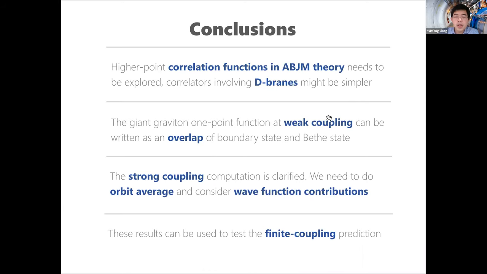At weak coupling, we showed that the giant graviton one-point function can be mapped to the overlap of a boundary state and the Bethe state. So we give the selection rule and the prediction. And at strong coupling, we clarified what the good prescription is, and this involves taking the orbit average and the wave function contributions. All these results have to be used to test the finite coupling prediction.